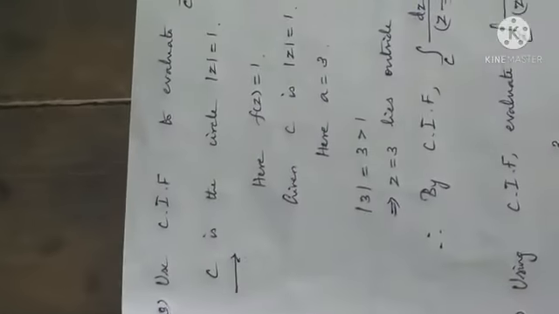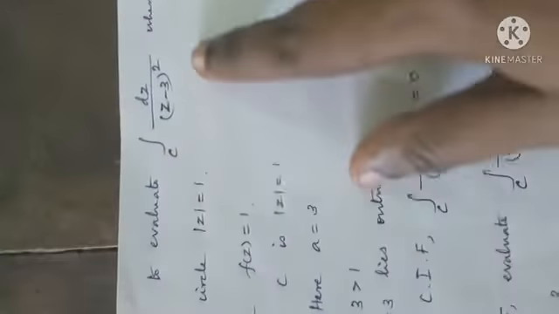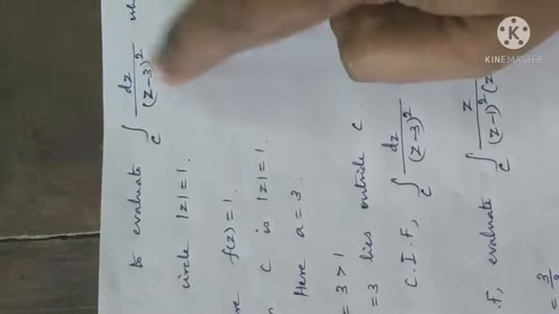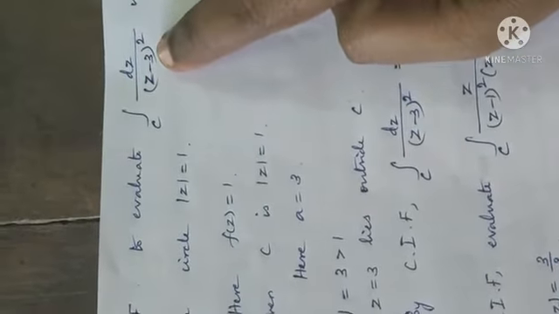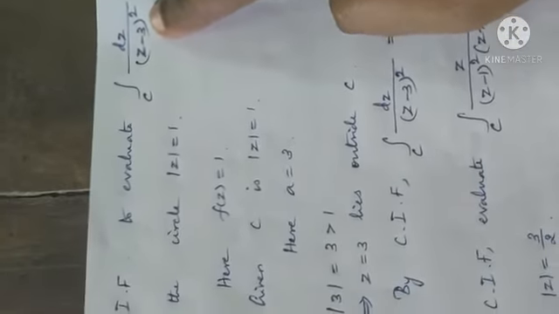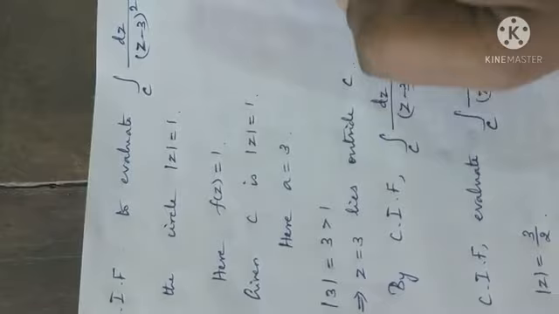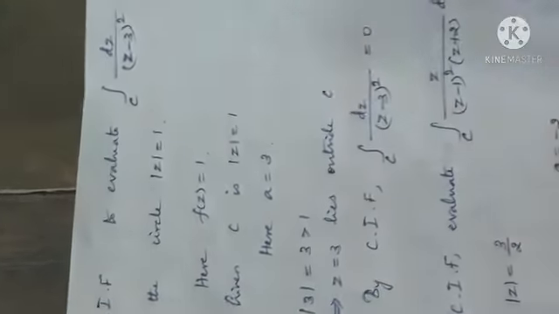You can see next comes the same model problem with whole square. But when you look at the problem, you can easily guess. Now you are familiar. Since a is 3, modulus of 3 is 3, which is greater than 1. Hence it lies outside the curve. Hence the value of integral is 0.